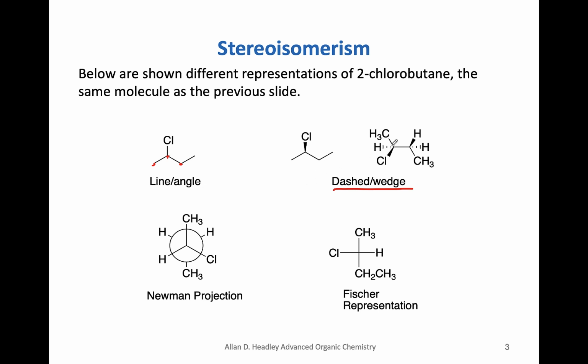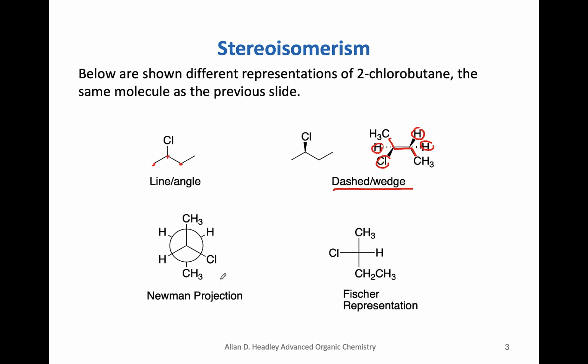Of course, the lines here represent the atoms that are in the plane. So here are the atoms here that are in the plane. This is in front, that's behind, in front, and that's behind. So that's the dashed wedge.